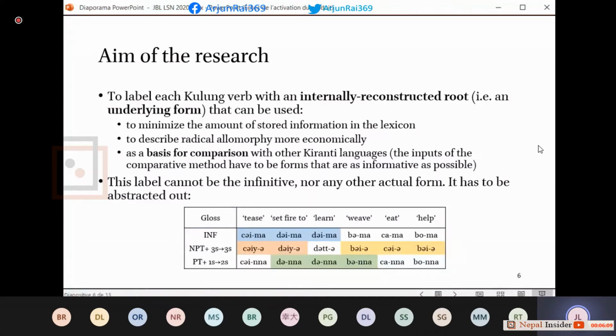how the verb will inflect in the third cell, which of course doesn't mean that Kulung verbs all have three principal parts. It only means that if Kulung verbs are to be labeled by a unique form, then this unique form cannot be any of the actual surface forms. So we have to reconstruct it.